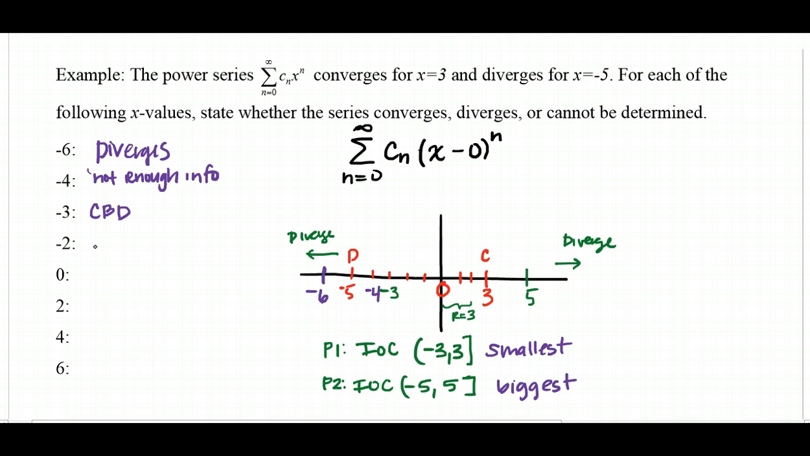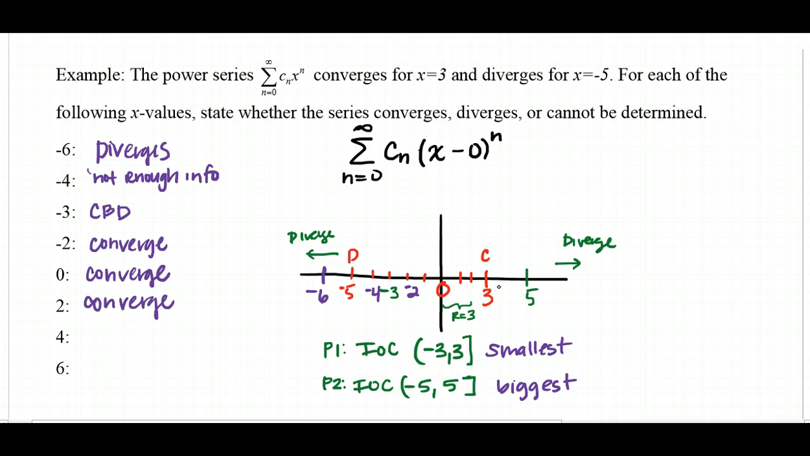Now, -2. The smallest possible interval of convergence is from -3 to 3, including 3, but not including -3. Well, -2 is in that smallest possible interval. So that must mean that at -2, I converge. So similarly, at 0, 0 is in the smallest possible interval of convergence. I'm also going to converge. And at 2, still in the smallest possible interval, I also converge.